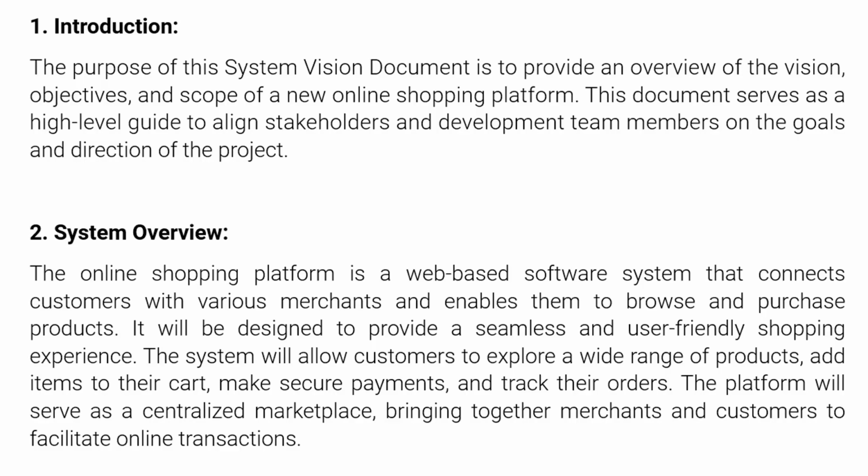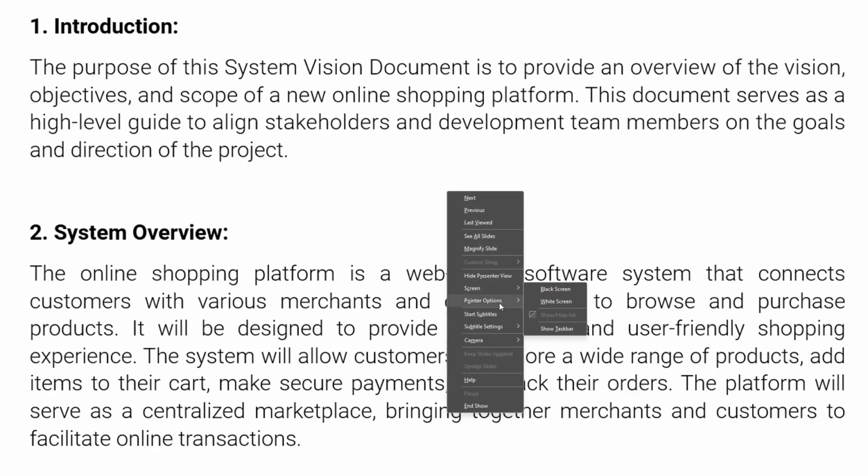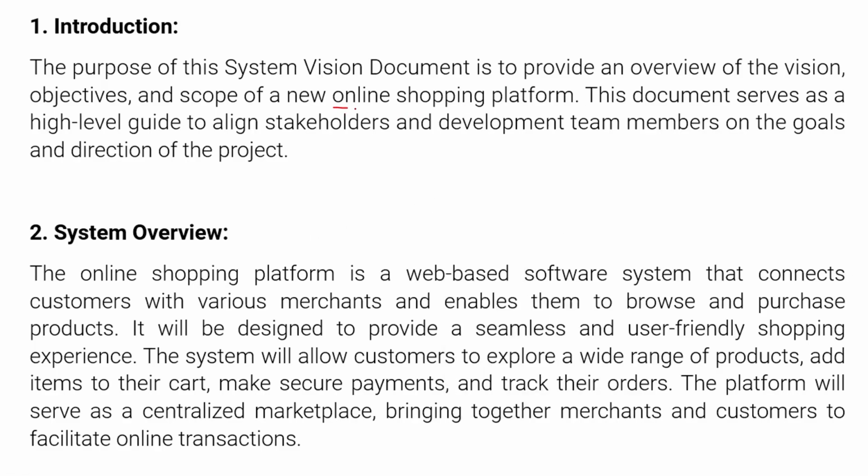The first section is the introduction. The introduction provides a brief intro to the document, explaining the purpose of the document and context of the software project. In this example, the purpose of the system vision document is to provide an overview of the vision, objectives, and scope of the new online shopping platform. This document serves as the high-level guideline to align stakeholders and development team members on the goals and direction of the project. So it's a short paragraph saying what this SVD is about.